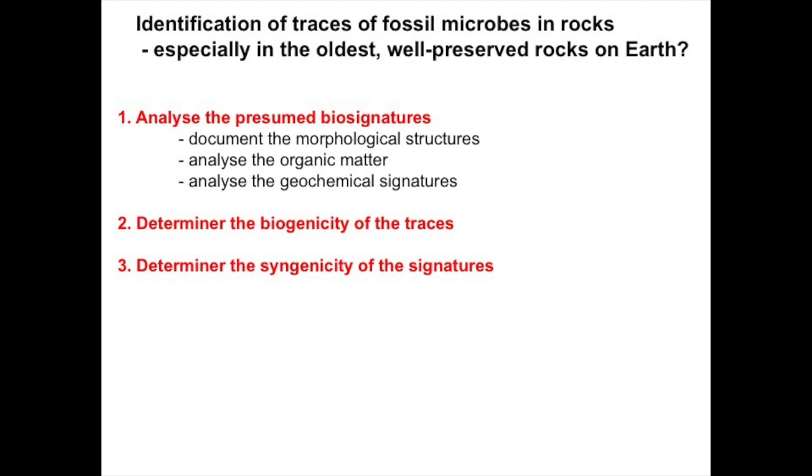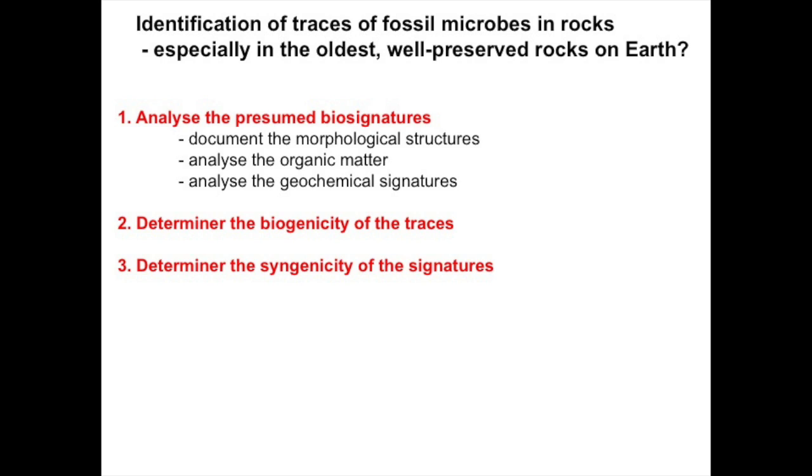If there's organic matter there, analyze the organic matter. See if there is a biomarker molecule that can be related back to a living molecule. Analyze the geochemical signatures, like the isotopic signature or any kind of elemental concentrations and so on. Once we've done this, then we have to really make sure that these traces represent a living object, or is it just an artifact? And I'll show you some examples of the artifacts.